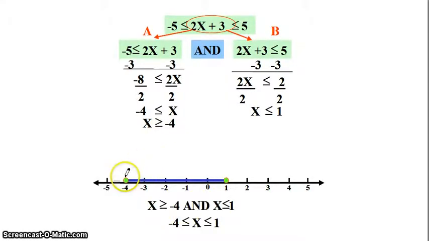All right, so we needed it to be greater than or equal to -4, and we needed it to be less than or equal to 1. So they had to be at the same time. So this piece of the graph and this piece of the graph, they have to overlap.